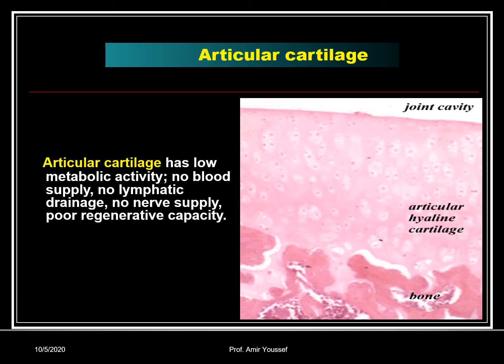Articular cartilage has low metabolic activity, no blood supply, no lymphatic drainage, and no nerve supply. Poor regenerative capacity. As you see, this is the joint cavity, the articular hyaline cartilage, and the bone.